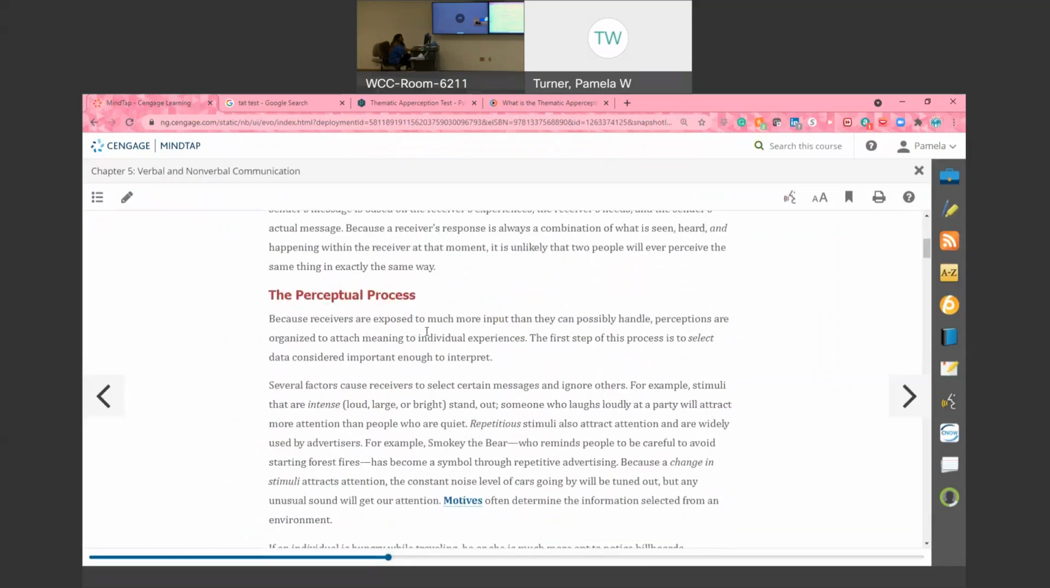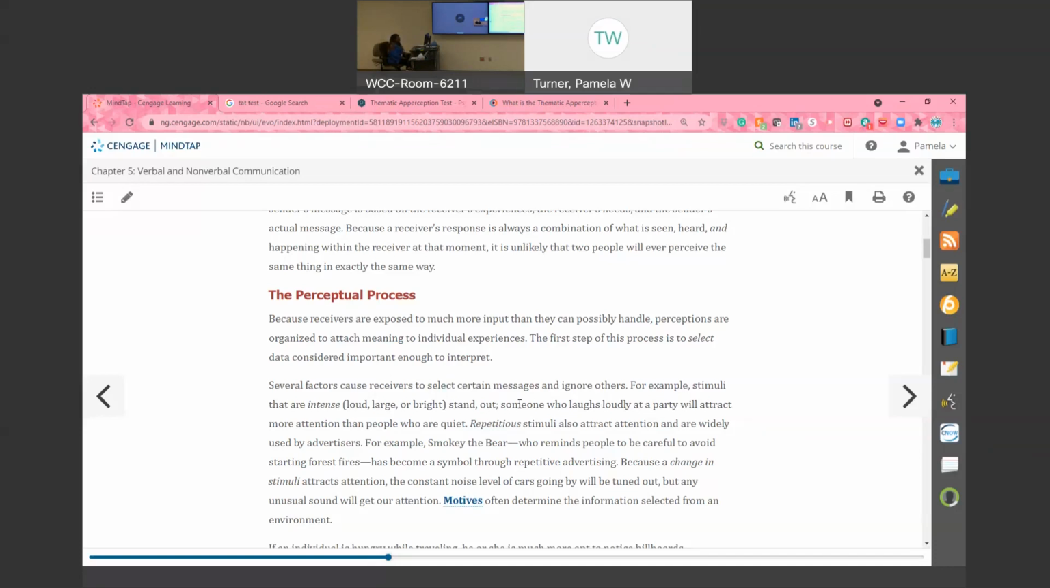Because receivers are exposed to more input than they can possibly handle, perceptions are attached to an individual's experiences. The first step of this process is data considered enough information to interpret. For example, stimuli that are intense, large, loud, or bright always stand out. Repetitious stimuli also attract attention and are widely used. For example, in commercials, like Smokey Bear, or if you watch a TV show, you know the intro music means something's going to happen.